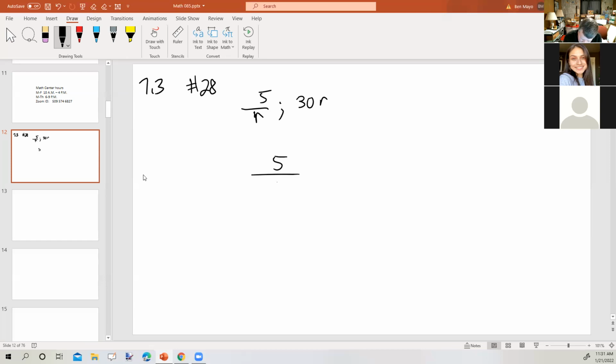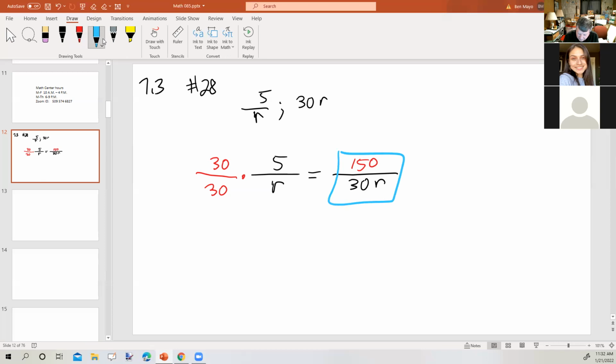So what we want to do is take 5 over r and rewrite it as something over 30r. So the question is, what do we need to multiply the denominator by to turn r into 30r? The answer is 30. But if we're going to multiply the bottom of a fraction by 30, we must also multiply the top, or the numerator, of the fraction by 30. So our new numerator is 150, and our final fraction answer is 150 over 30r. Any questions on that problem?